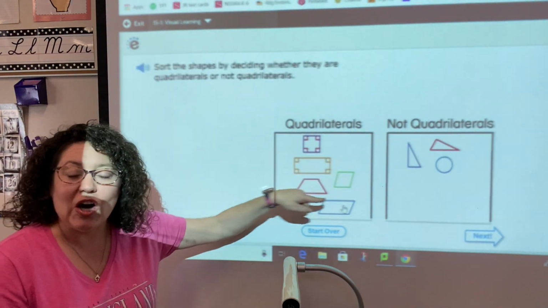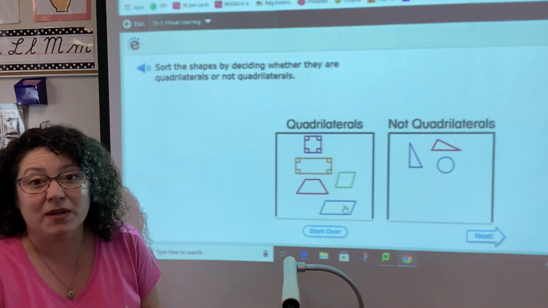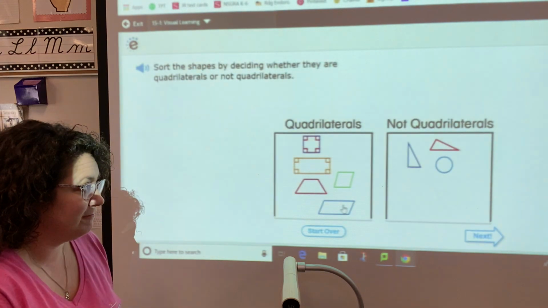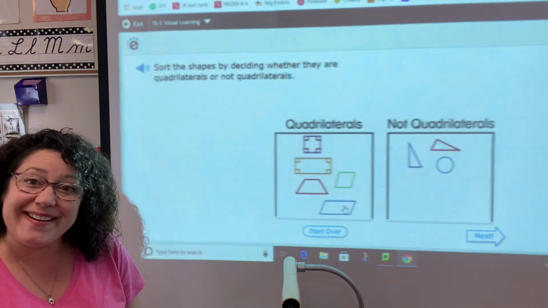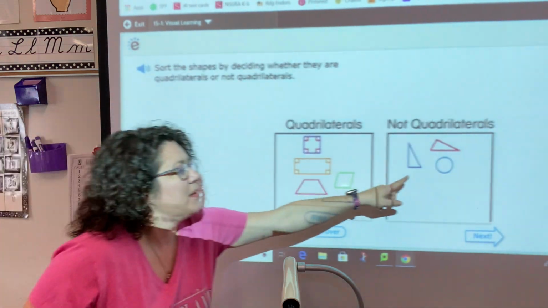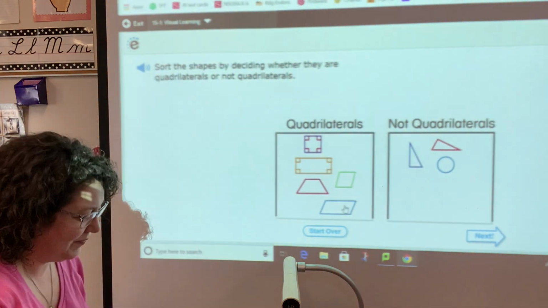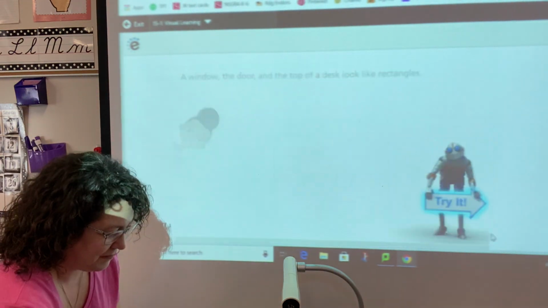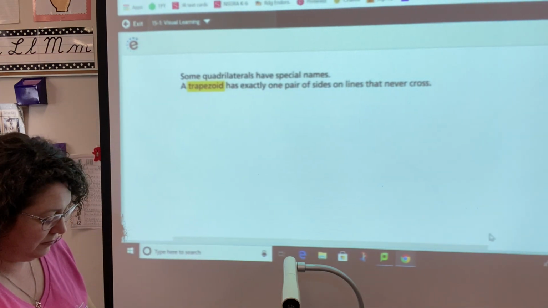What is something that all of these shapes have in common? It's one of our vocabulary words. They are all a polygon. They're all closed shapes. Oh, wait, you know what? Circle is not, because polygons have to have all straight sides too. Some quadrilaterals have special names.